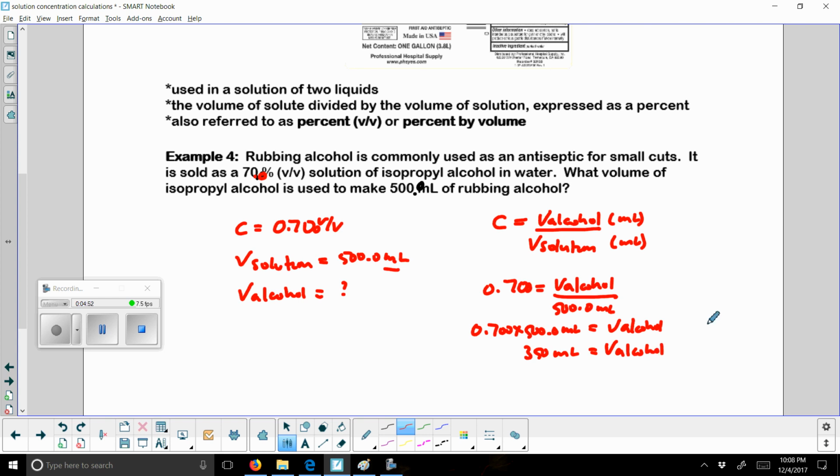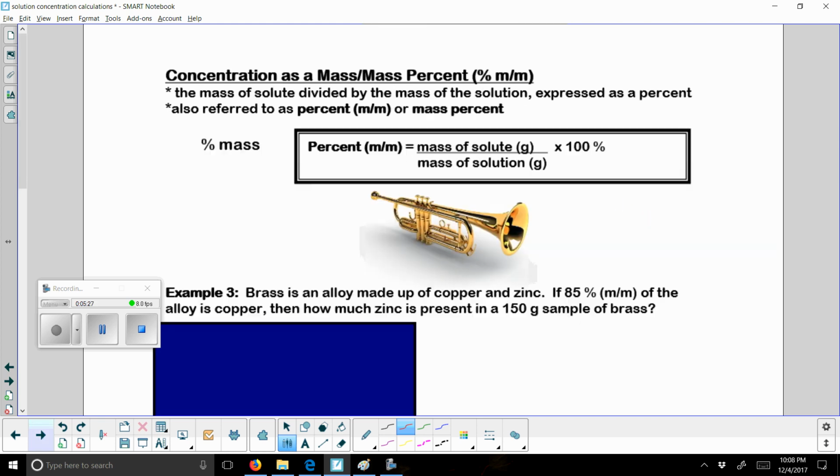So these questions are fairly straightforward. You just need to have a little therefore statement here: 350 milliliters of isopropyl alcohol are required. I'm just going to abbreviate the word required so I can squeeze it in there. So again, it's just like before, it's the amount of solute over the volume of the solution. The only difference is both of them are volumes, and we use milliliters here. So let's look at another example.